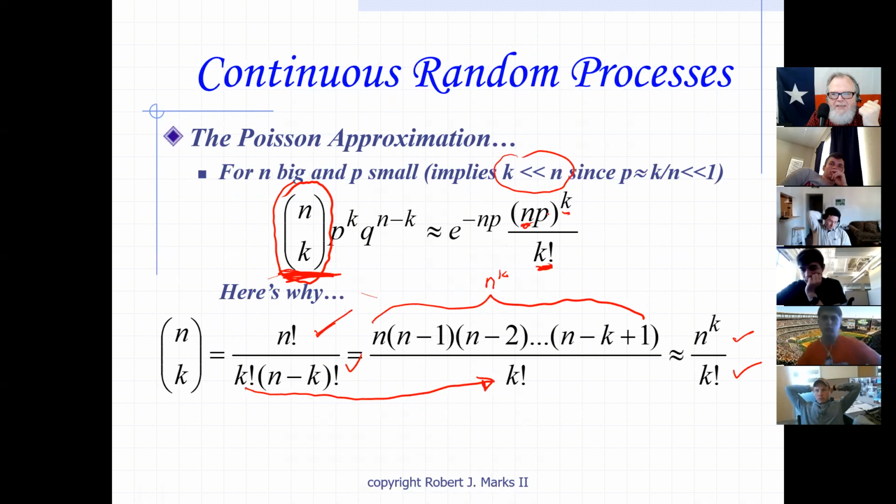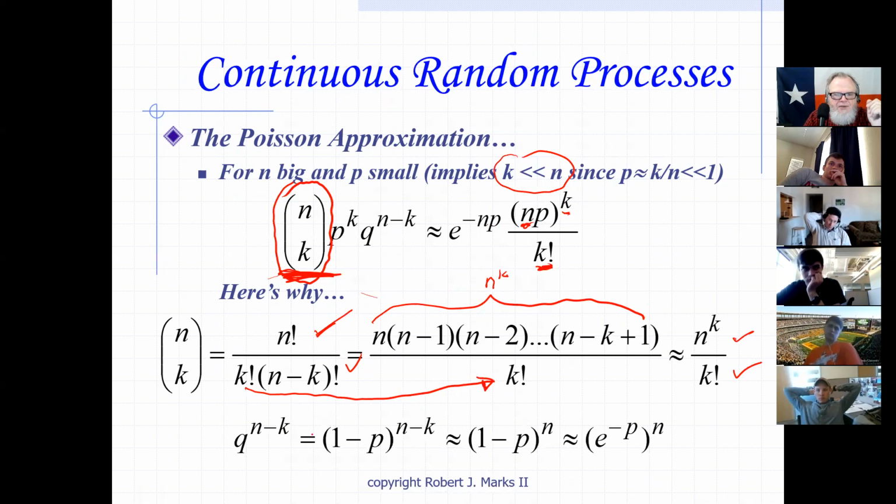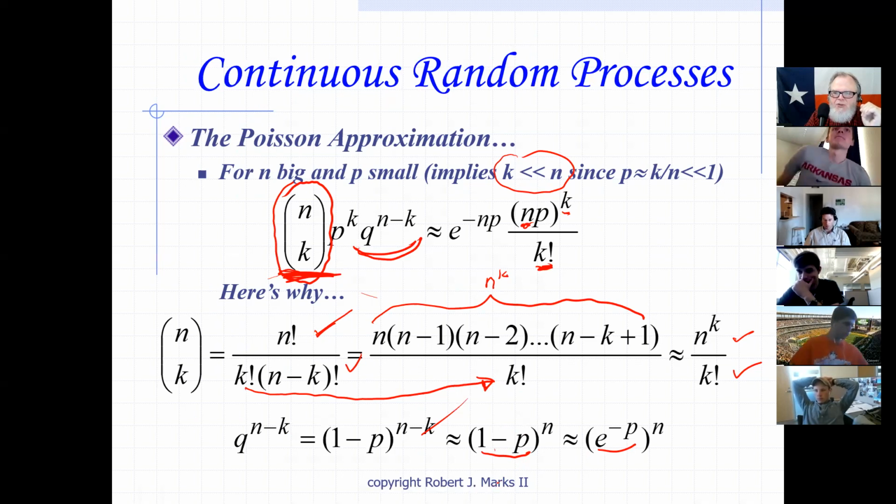So we now have to still get in this p to the k and e to the minus np. Where does that come in? Well, that comes here as follows. q to the n minus k, which is this term. q to the n minus k is 1 minus p raised to the n minus k power, because q is nothing more than 1 minus p. And again, if k is small with respect to n, this is about equal to 1 minus p to the n. We can forget that k. But this is the approximation for e to the minus np. These are the first two terms. We use this, by the way, in the proof of the central limit theorem. We use this approximation.